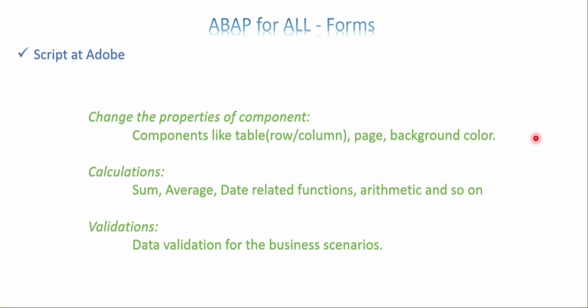It is mainly used to change the properties of your Adobe component. It could be a table row or a column or a page. You can apply some background colors and you can do some calculations on your form.